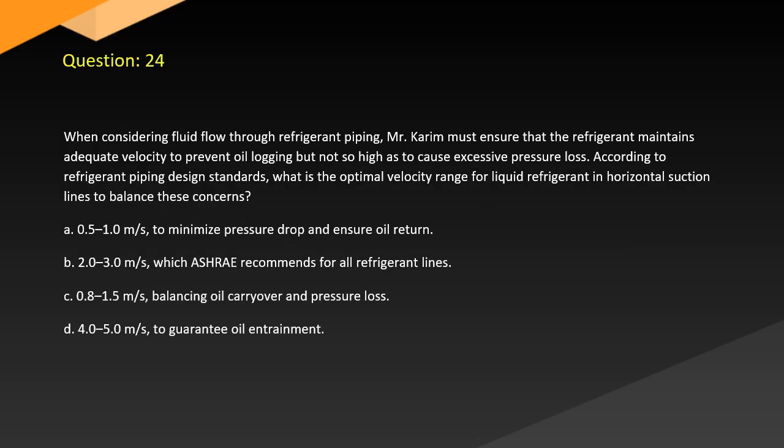Question 24. When considering fluid flow through refrigerant piping, HR engineer must ensure that the refrigerant maintains adequate velocity to prevent oil logging, but not so high as to cause excessive pressure loss. According to refrigerant piping design standards, what is the optimal velocity range for liquid refrigerant in horizontal suction lines to balance these concerns? A. 0.5 to 1 meters per second to minimize pressure drop and ensure oil return.